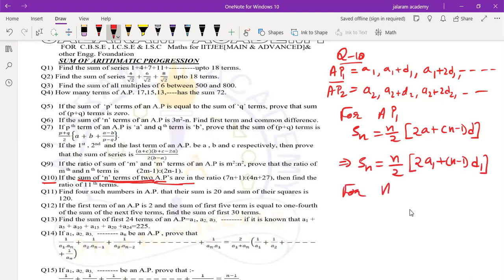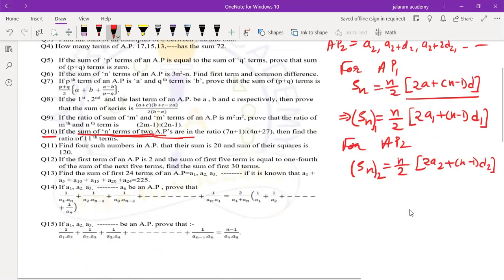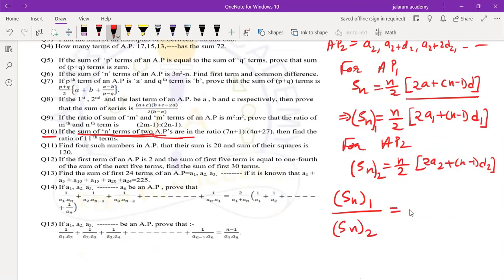And for AP2, Sn will be n by 2, the number of terms is still n, using the same formula. This time the first term is A2 and the common difference is D2. Now if we represent the sum of n terms of the first AP as Sn1 and the sum of n terms of the second AP as Sn2, their ratio, the sum of n terms of the first AP to the sum of n terms of the second AP, as given in the question, is 7n plus 1 is to 4n plus 27.